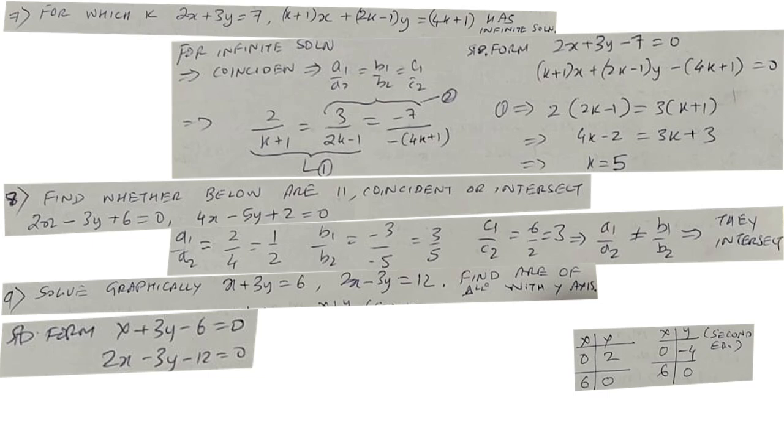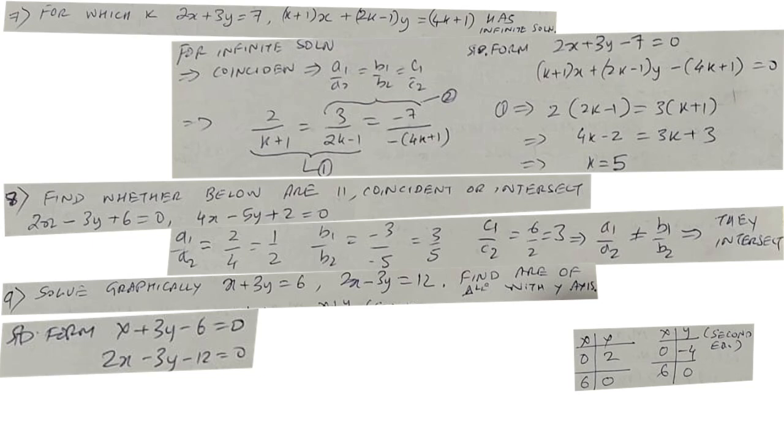Okay, now to plot any line on a graph sheet, you need 2 points and you have to join those 2 points. For finding out the 2 points, for the first line, if you put x is equal to 0, you will get 3y minus 6 equal to 0. If you send 6 to the other side, you will get y is equal to 2. So that is what we have shown. For the first line, if x is equal to 0, then y is equal to 2.